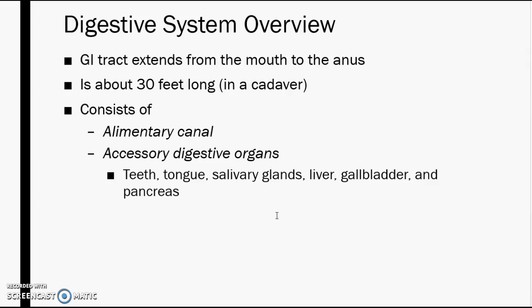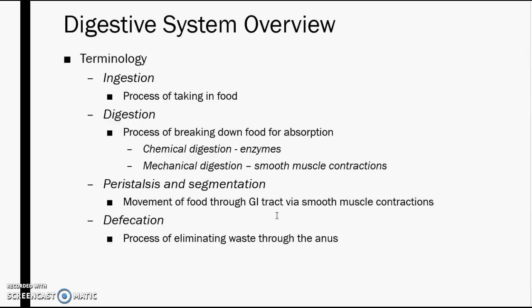All right, let's take a tour through the digestive system. The GI tract extends from the mouth to the anus. It's about 30 feet long in a cadaver, and it consists of the alimentary canal or GI tract, and then there are various accessory digestive organs that aid in digestion: the teeth, the tongue, salivary glands, the liver, gallbladder, and the pancreas. Some terminology to keep in mind is that ingestion is the process of taking in food.